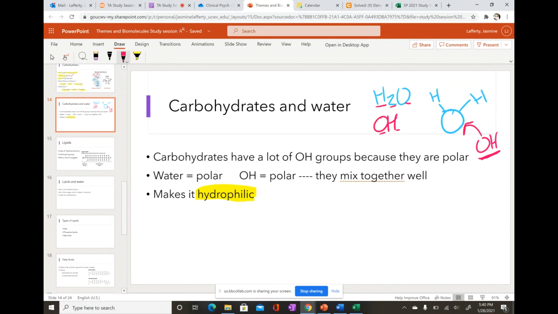So the main thing when you're trying to determine if they are polar: water is polar, OH is polar. If a molecule is polar, that makes it hydrophilic. Look for the oxygen. If there are a lot of oxygens on a molecule, it is polar. Now, I say to specifically look for the OH groups on carbs because they are the most distinguishing form of oxygen you will see on a carb. Okay, does that make sense? All right.